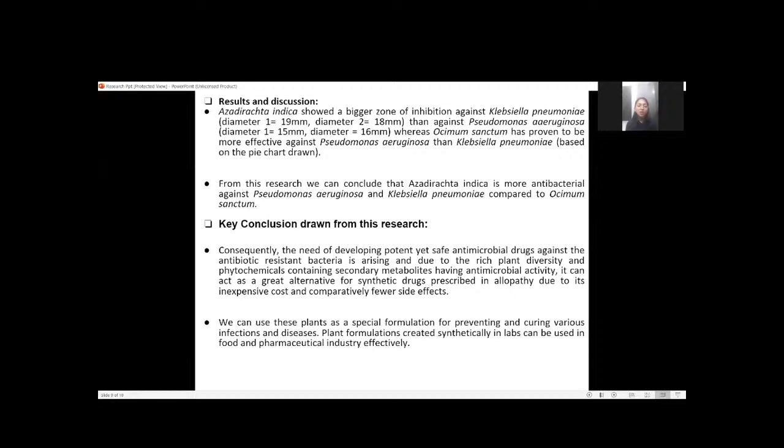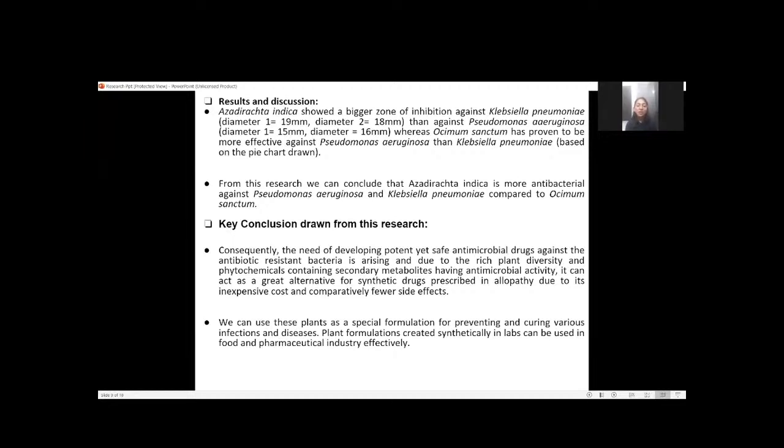Results and discussion. Azadirachta indica showed a bigger zone of inhibition against Klebsiella pneumoniae than against Pseudomonas aeruginosa, whereas Ocimum sanctum has proven to be more effective against Pseudomonas aeruginosa than Klebsiella pneumoniae, based on the pie chart drawn. From this research, we can conclude that Azadirachta indica is more antibacterial against Pseudomonas aeruginosa and Klebsiella pneumoniae compared to Ocimum sanctum.